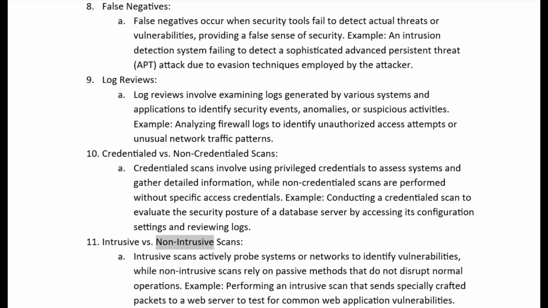Intrusive versus non-intrusive scans. Intrusive scans actively probe systems or networks to identify vulnerabilities, while non-intrusive scans rely on passive methods that do not disrupt normal operations. Example: performing an intrusive scan that sends specially crafted packets to a web server to test for common web application vulnerabilities.